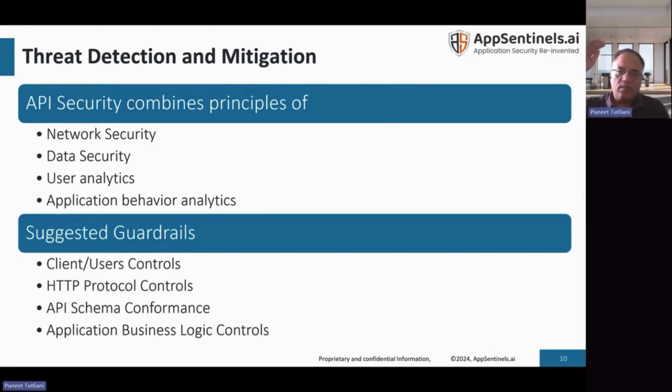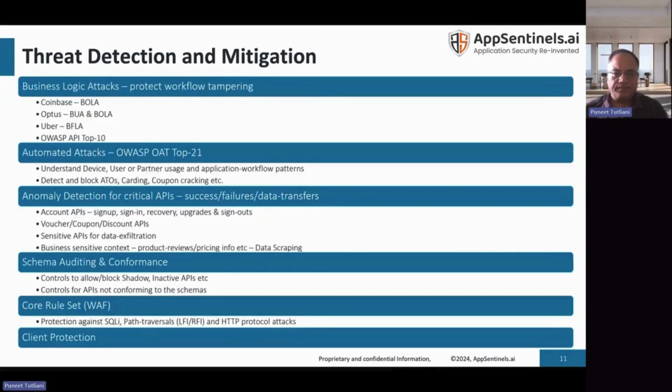But you need a complete layered approach to security for runtime protection. Just a single layer is never sufficient. You need to look at the clients. You need to look at the protocol from a network security perspective. You need to look at API schemas, what's coming in, what's going out, different kinds of attacks that may be possible, and finally the business logic kinds of controls.